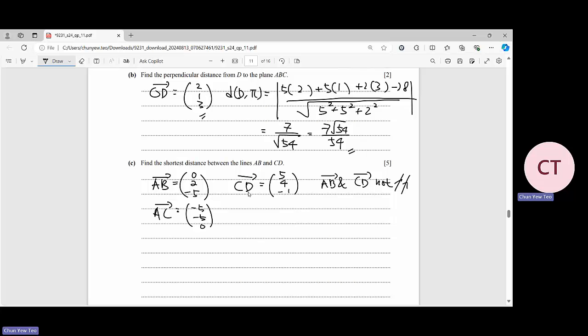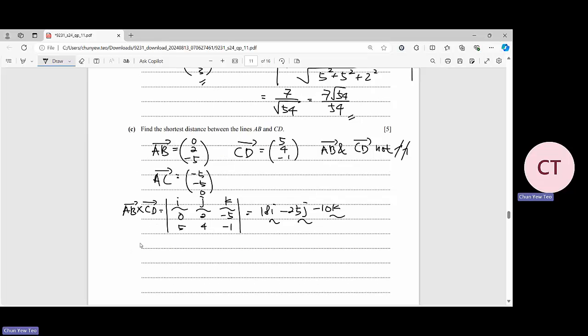So what we need to do now is take AB cross CD. It will be i, j, k; 0, 2, -5; 5, 4, -1. I do the cross product and get 20 minus 2, 18i, minus 25j, minus 10k. No common factor, we cannot factorize it. Just leave it like this.